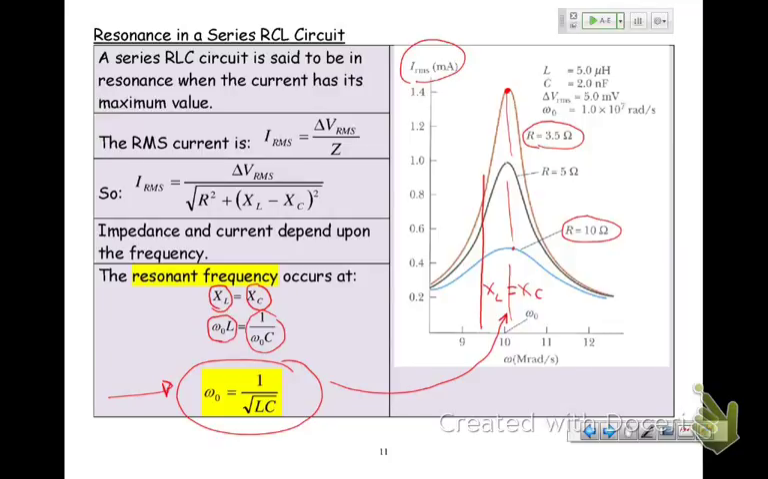So ideally, I'd like an L and a C that cancel each other. I like an XL and an XC that cancel each other, but I want an R as small as possible. And I can't always get the R as small as I'd like it to be. This shape is important because of what's going on here.